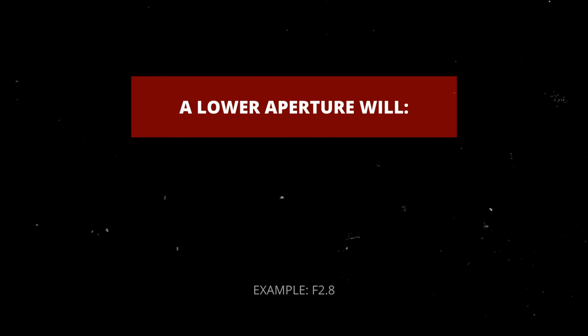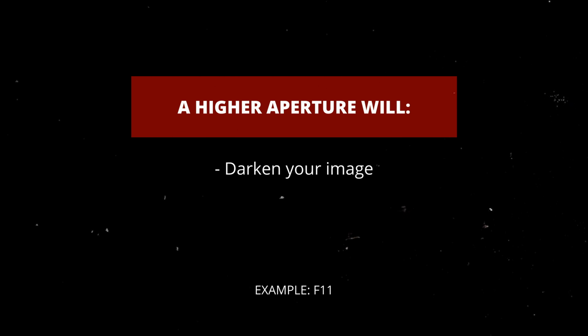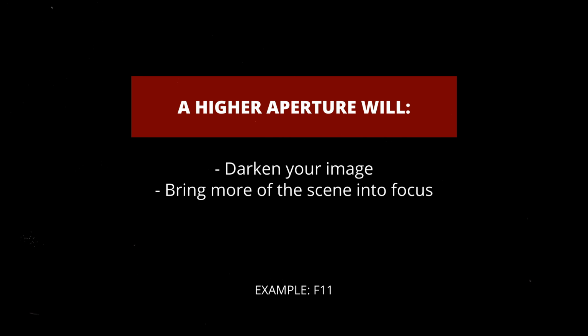All right, let's recap and tie all this together. A lower aperture like f2.8 is going to allow more light into your lens, and it's also going to blur the background. And a higher aperture like f11 is going to darken your image and bring more of your scene into focus. The longer the focal length you use, the more prominent the blur is going to be around your subject when you have a lower aperture.